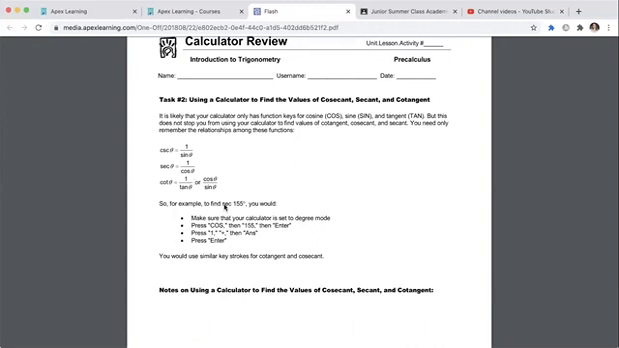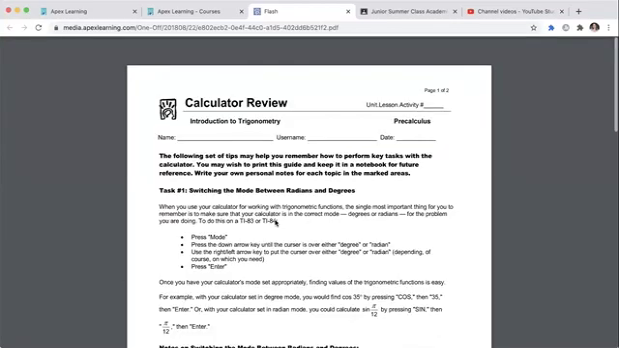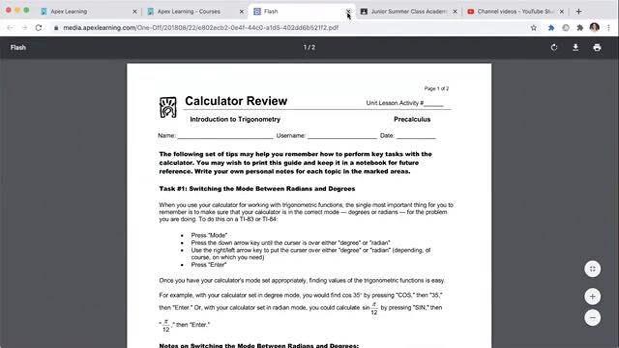So if you're asked to find secant of 155, the first thing you'd make sure is that you're in degree mode. Then you would type in cosine of 155, hit enter, and then take 1 divided by your answer. That's what they recommend. Or just be very, very particular with parentheses and how you're typing it into your calculator. You can do that for all of your different modes here.